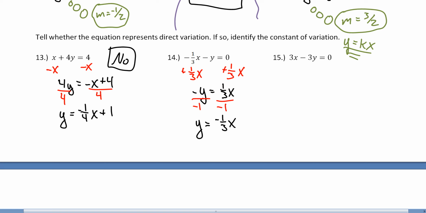So then it says, okay, what's the constant of variation? Well, that's just the k value. So the k value on this one is a negative 1/3. So the answer is yes, the k value is a negative 1/3. This one's direct variation. Okay?